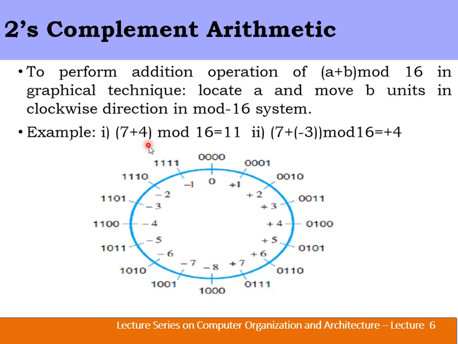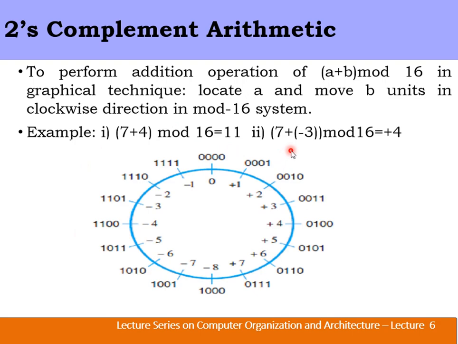So next thing is that you are supposed to move for 4 number of units in the clockwise direction. So moving in the clockwise direction, locate at this place and then you have to move for 4 units. So that is 1 0 0 1 0 0 1 1 0 1 1 1 0 1 0 and the next number is 1 0 1 1, which is 11.